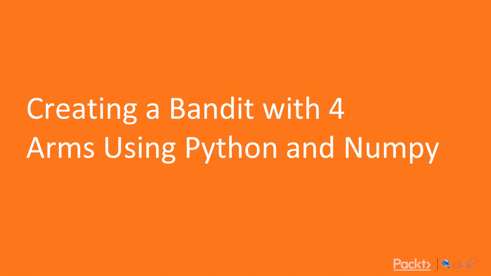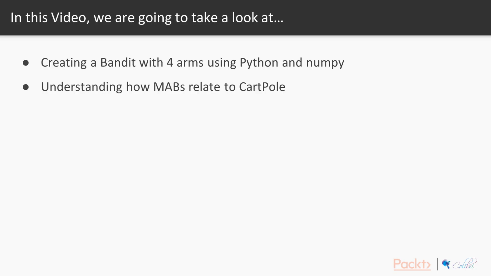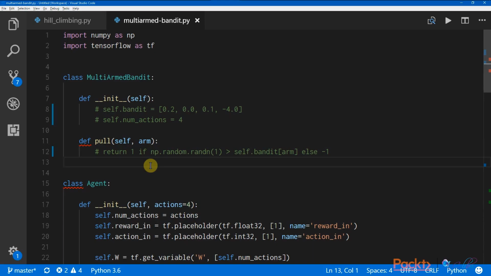In this video, creating a bandit with 4 arms using Python and Numpy and understanding how MABs relate to CardsPro. Very simple, like it says on the tin. We're going to create a bandit with 4 arms using Python and Numpy, and we're going to understand how MABs relate to CardsPro v0. Let's talk about the multi-armed bandit.